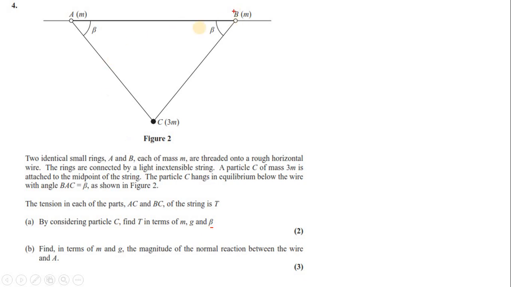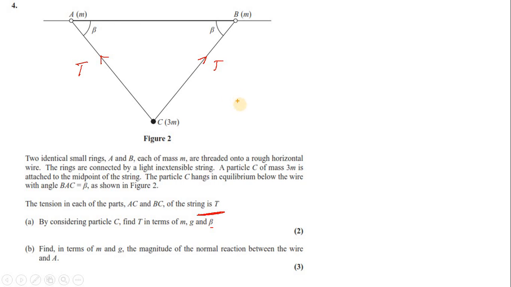So if you see, we have two rings here. Particle C is hanging, mass 3m. Remember, ring A and ring B have mass. So we need to find T. Clearly, if you see the diagram, they are giving these two angles beta, the same angle. We have a triangle, so this should be an isosceles triangle. That means the tension in both strings should be the same, as they are saying. So T is in this direction and this T will be in this direction.